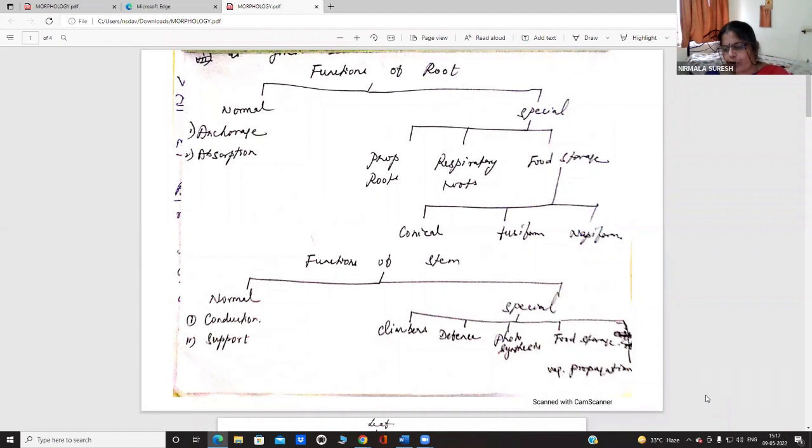Make the child draw a fibrous root system or a taproot system, regions of root. 5 minutes, let us recapitulate the previous day's concept. Then we'll go to the next day's concept. That will be a better way to make them remember.